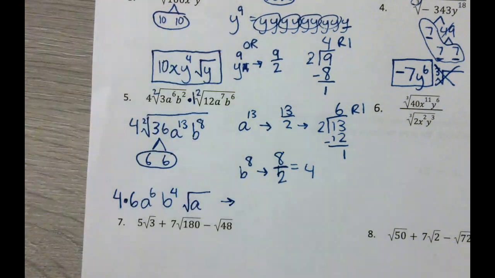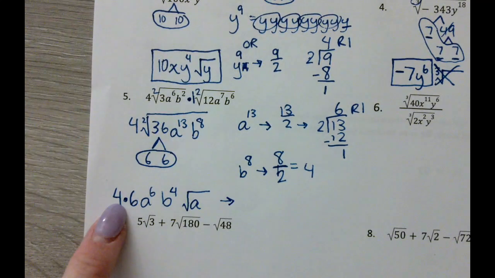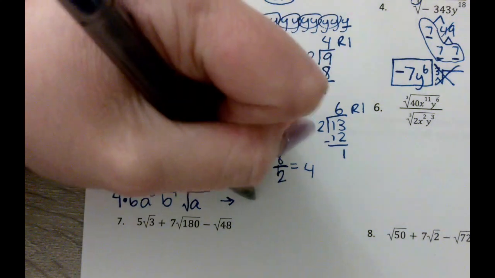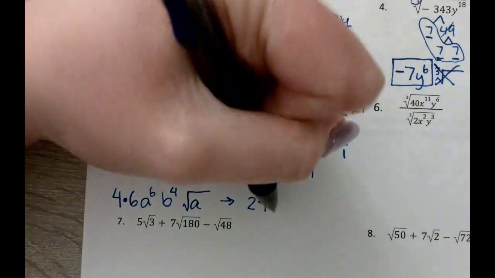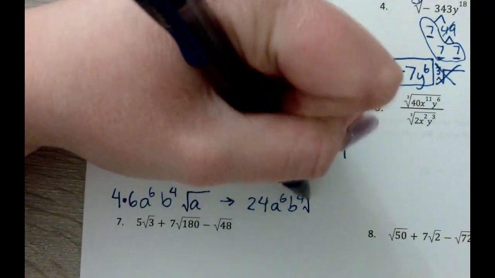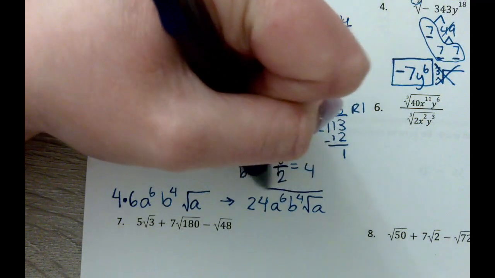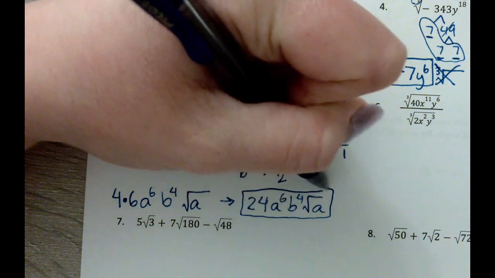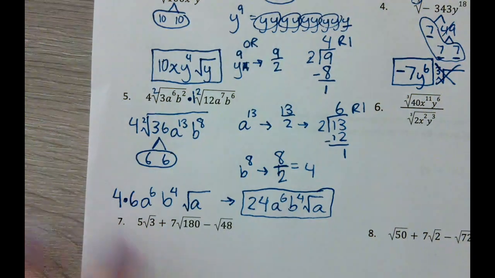So lastly, if you end up with something like this, do not leave this as 4 times 6. Please turn that into a 24. So my final answer is 24, a to the 6th, b to the 4th, square root of a. Just take your time with these, step by step, and you'll get there.